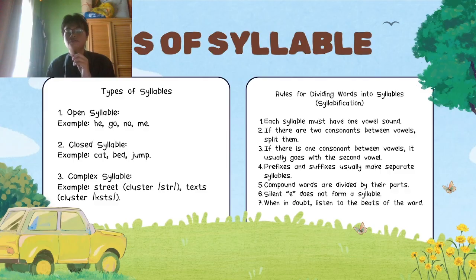Then prefixes and suffixes usually make separate syllables. Like unhappy, hopeful. And then compound words are divided by their parts, like sunset and then football. Silent E does not form a syllable, like cake, one syllable. The E is silent in cake. And then, when in doubt, listen to the beats of the word, like computer.